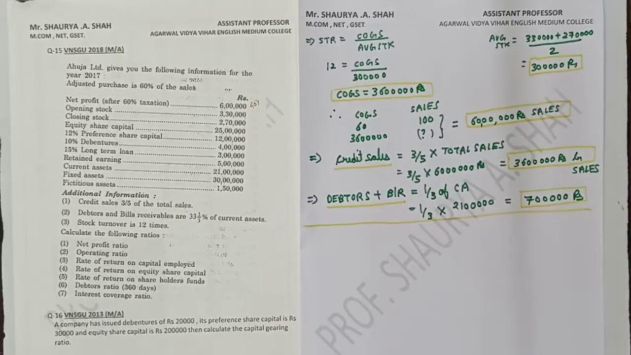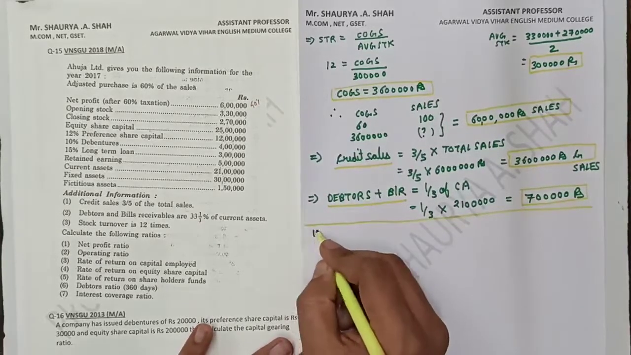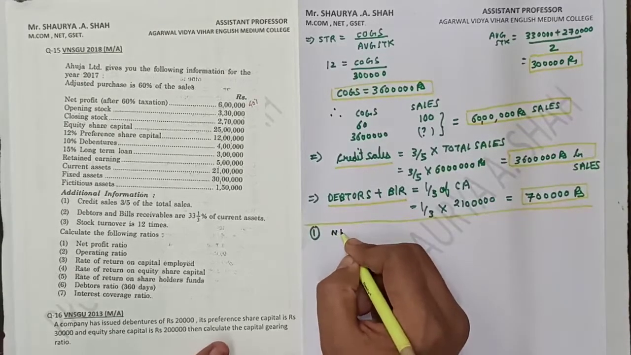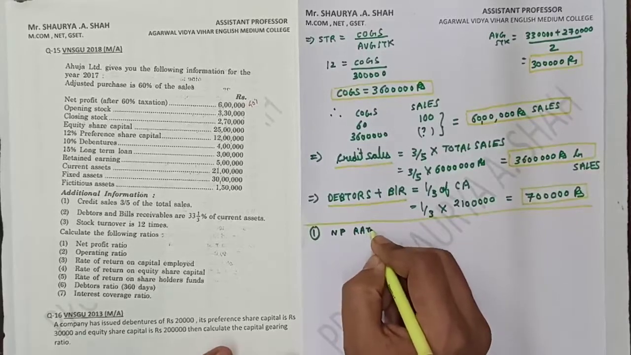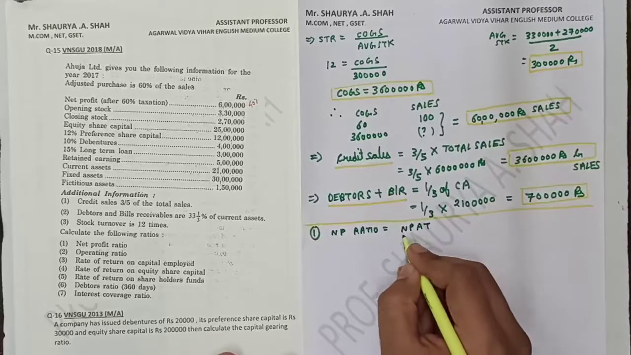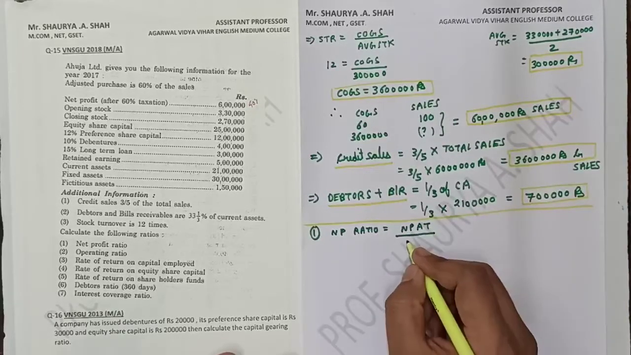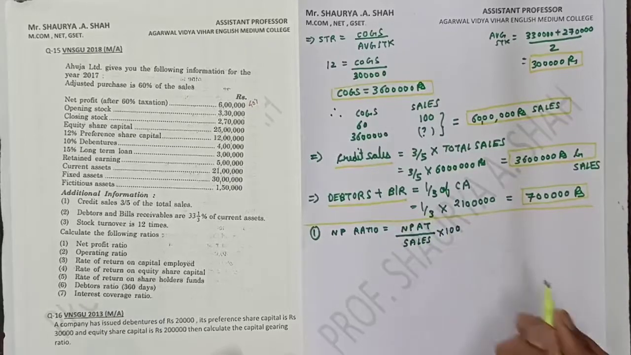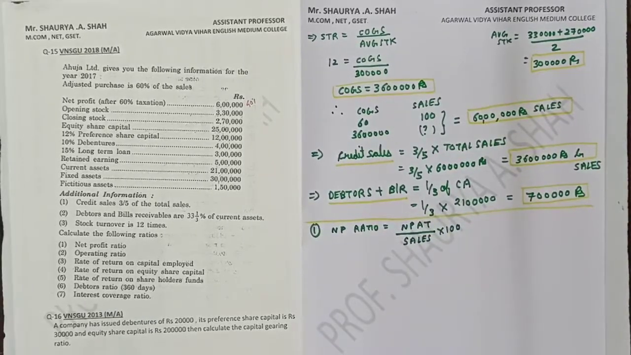Fine. So number one which they have asked is your NP ratio. Right? NP ratio. What is the formula of NP ratio, students? Number one, net profit ratio is equal to net profit after tax, that is NPAT, divided by sales into 100. There is half a mark for each formula to be written in the exam, students, so don't try to skip the formulas. You have to compulsorily write it.